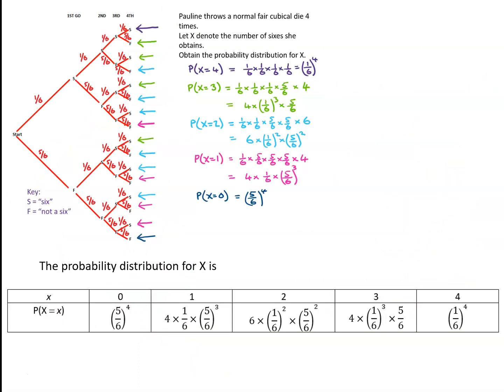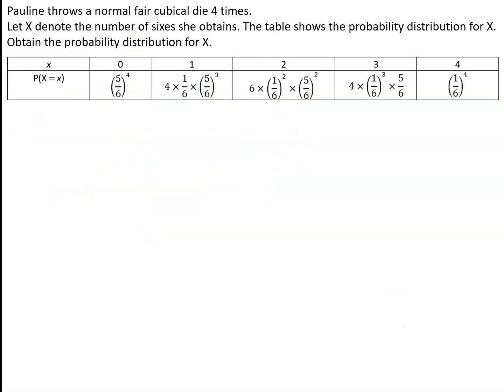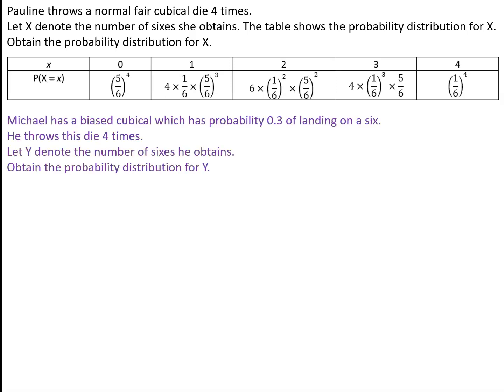So we've got all of the separate results, and we can summarise those as a probability distribution table. So the probability distribution for x is given in the table below. Now at this stage, we've got that distribution for the number of 6's obtained when Pauline throws a fair cubical dice 4 times, and we achieved that through the tree diagram.